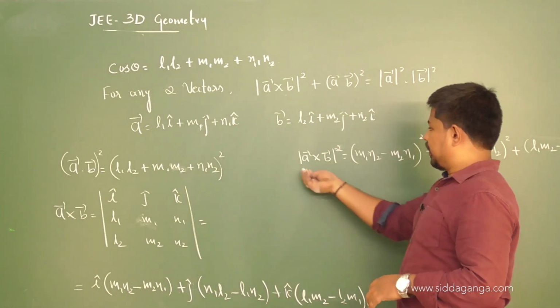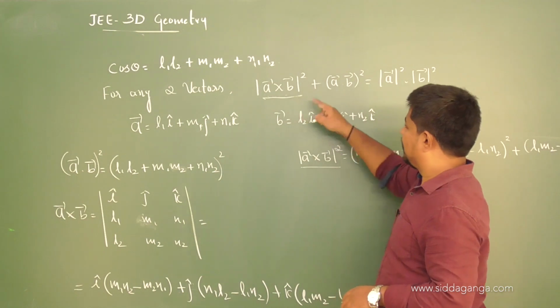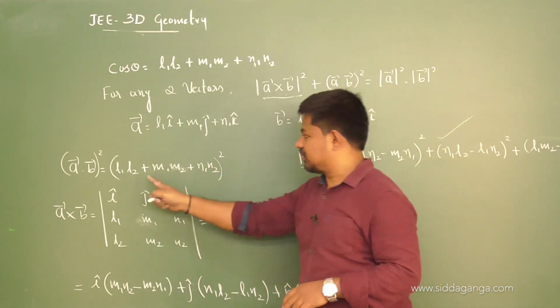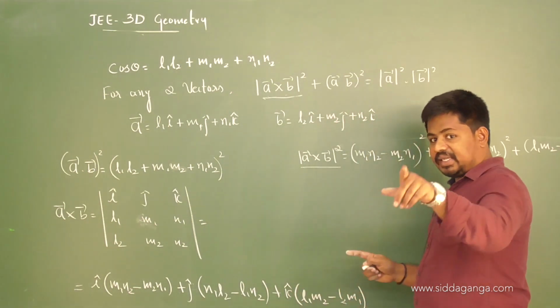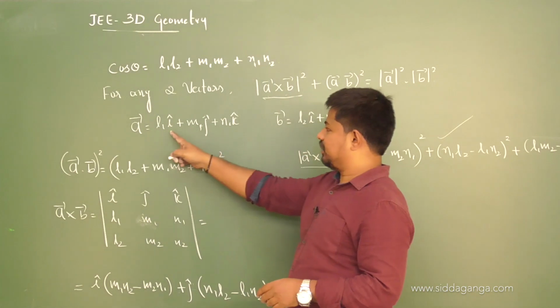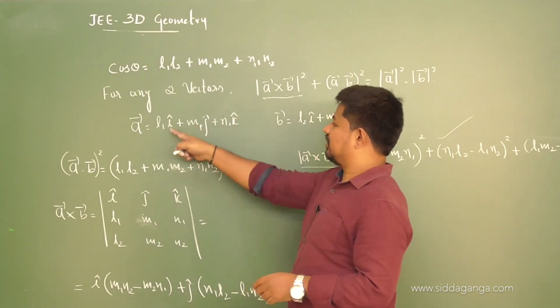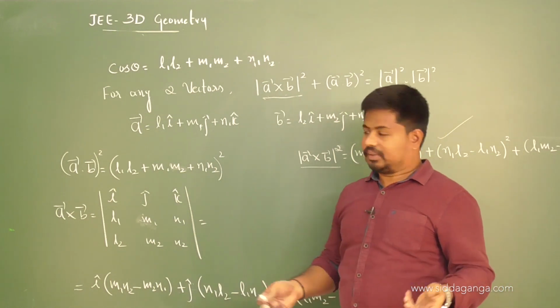Observe here, A cross B whole square is this one, plus A dot B whole square is this one. The sum of these two gives 1 in the second statement. Yes, of course, the magnitude of A whole square. So A is L1 i plus M1 j plus N1 k. So the magnitude of this is root of L1 square plus M1 square plus N1 square, that is 1.